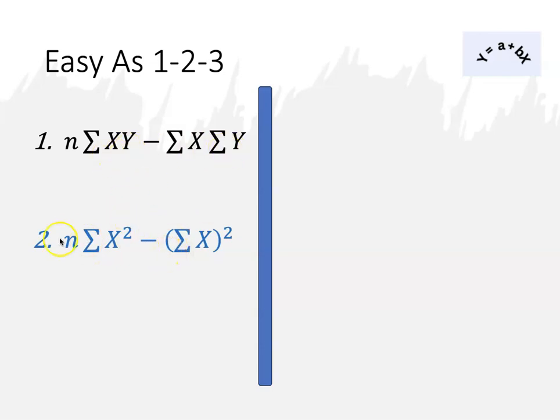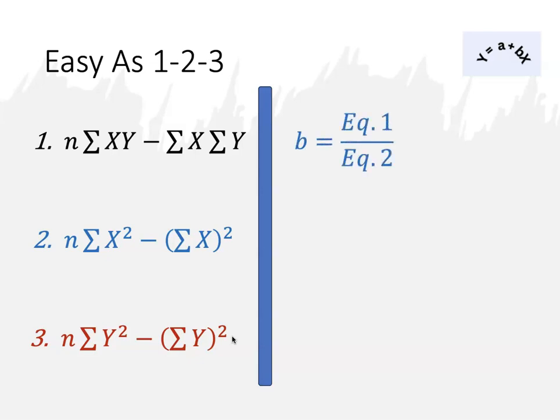Once you know nexy xy, you can do equation 2, and then you can also do equation 3, which says don't give me x, just give me y. So instead of x squared, we have y squared, and instead of summation of x all squared, we have summation of y all squared. So this is the easy as 1, 2, 3 method, where we break down the complex formulas into simpler bits. Easier to throw on.